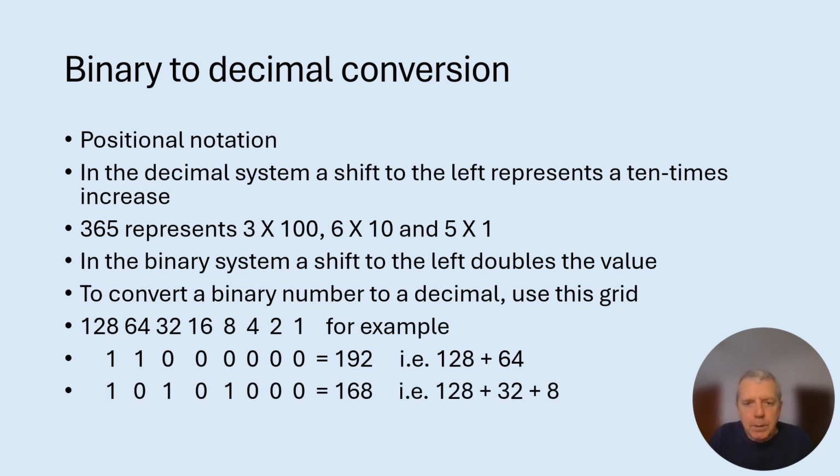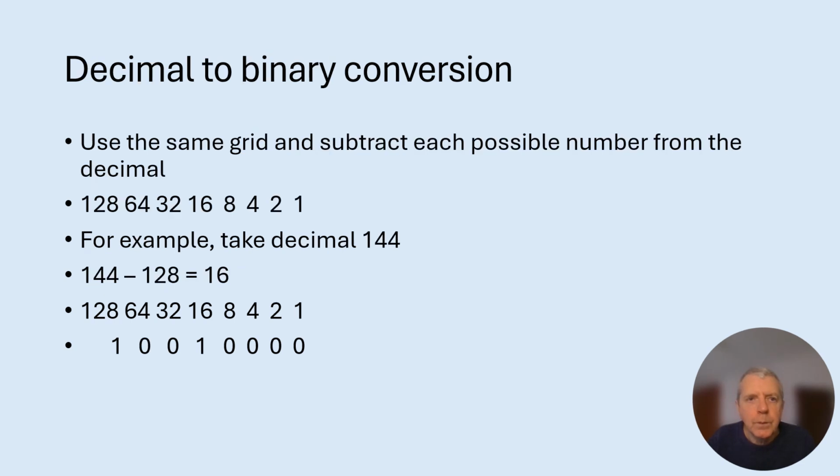My next example was 168, which is a bit more complicated. I've got 128, 32 plus 8. So to convert, we can line the binary number up under the grid and convert to decimal.